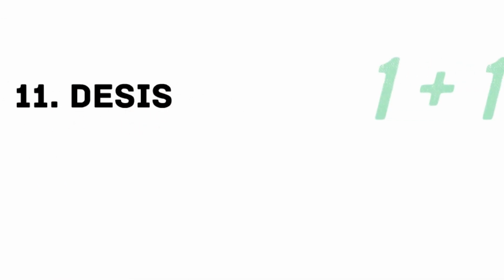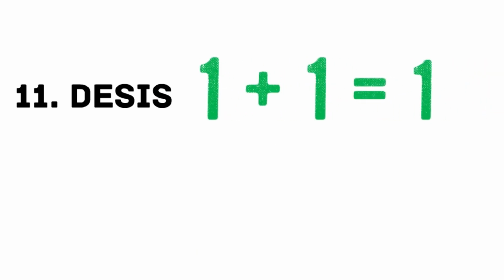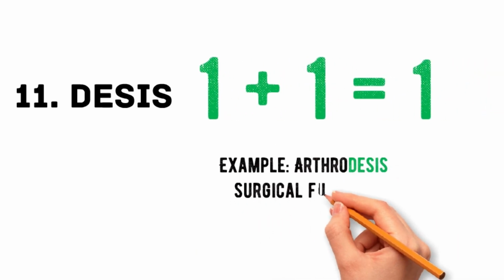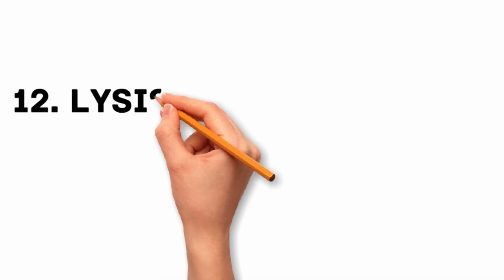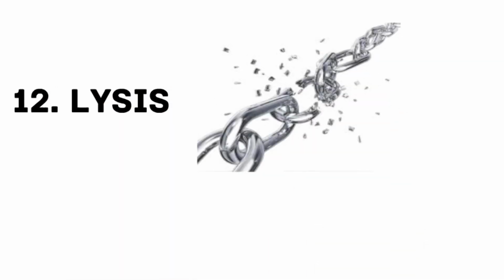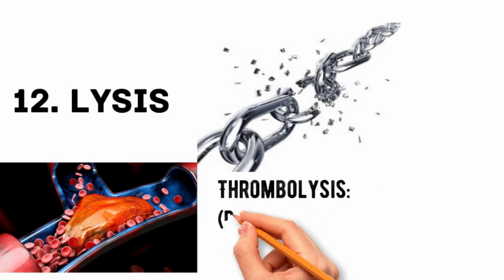11. Desis. This is the fusion of two parts into one. Example, arthrodesis, surgical fusion of a joint. 12. Lysis. This means to set free, for example, thrombolysis, dissolving of a blood clot.